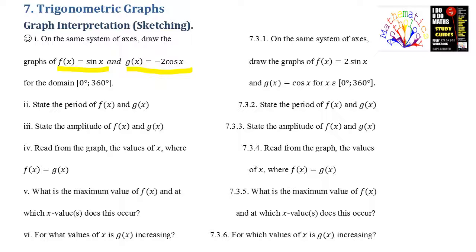Then we will state the period of f of x and g of x. Then we will look at the amplitude of the graphs. And then we will read from the graphs where f of x is equal to g of x. We will then look for the maximum value of f of x and where this occurs. And we will look at what values g of x increases.